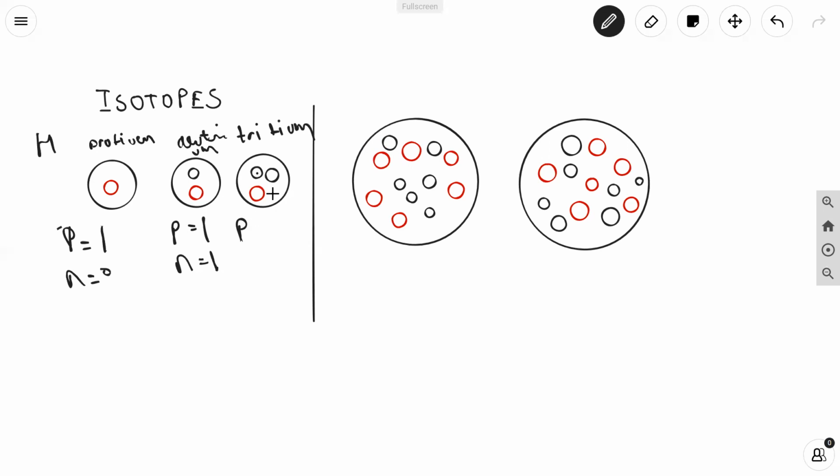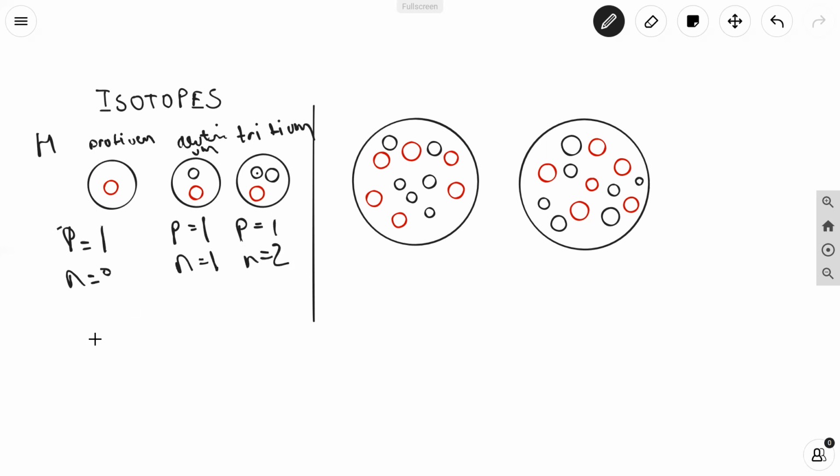This is the hydrogen isotope with the highest mass number which is naturally occurring. Number of protons is one. Number of neutrons is two.